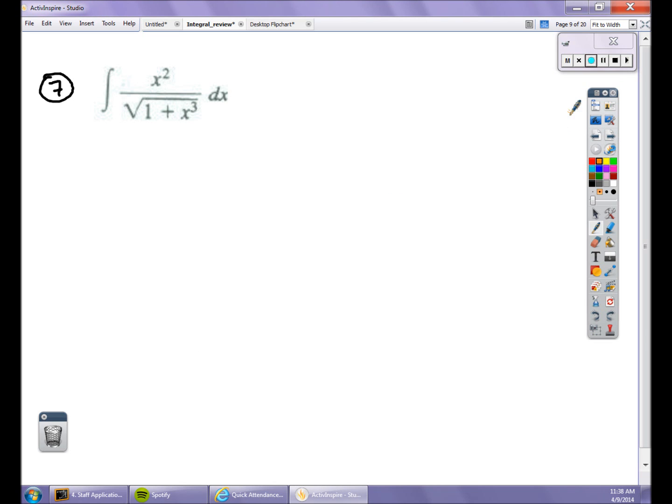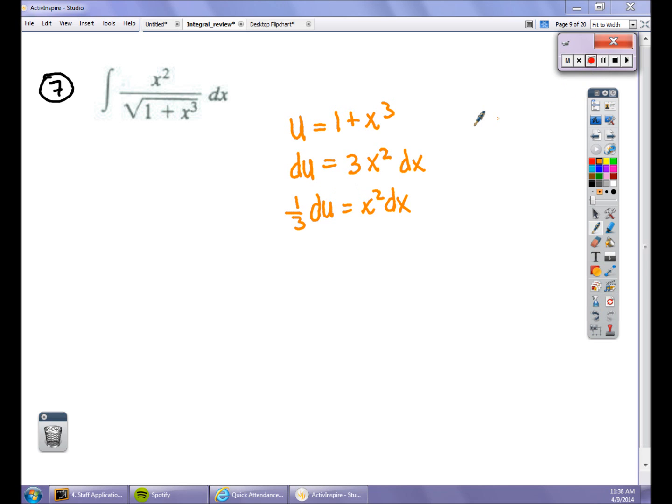Question 7. For your u substitution, if you want to let it be 1 plus x to the third, taking the derivative, 1/3 du, I need that 1/3 out front because I only have an x squared in the numerator.